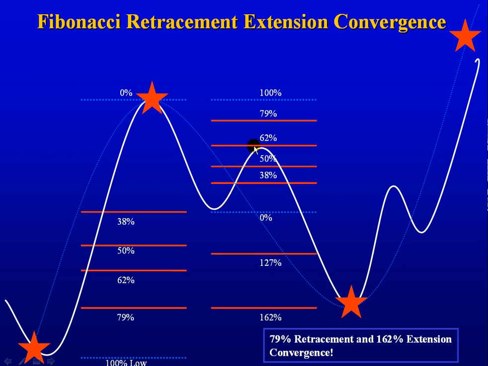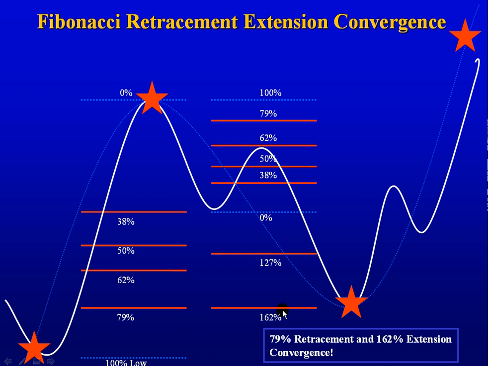Downswing low, retracement to 62%, and then extension to 162%. When we line up the Fibonacci's on the original swing and the extension levels on the interim downswing, we have an alignment of the 79% retracement level and the 162% extension level. This formation is also called a Gartley, but we're calling it a Fibonacci retracement and extension convergence.